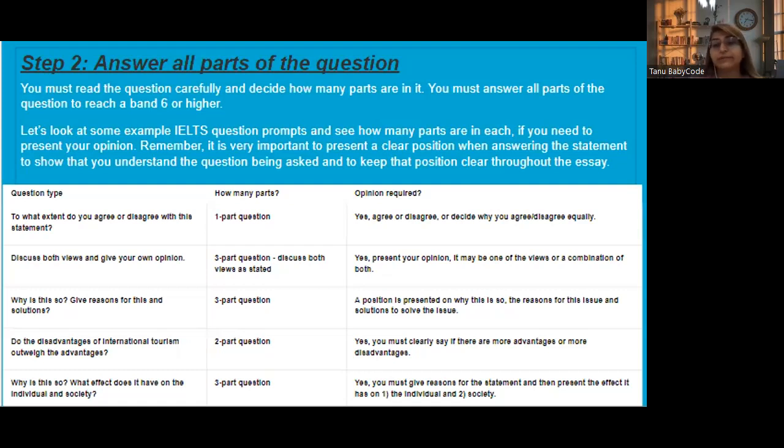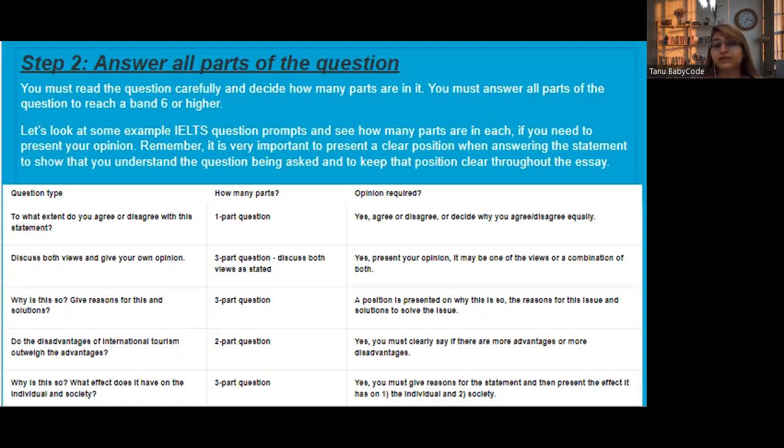You must answer all parts of the question to reach band 6 or higher, because if you look at the band descriptor, the marking criteria, band 6 says that yes, you have addressed. But when you move to band 7 and 8, you will find that band 8 says sufficiently addresses all parts of the question, right? So if you need to score 6 or higher, you have to answer all parts of the question. Okay.